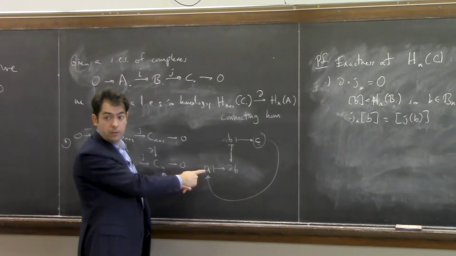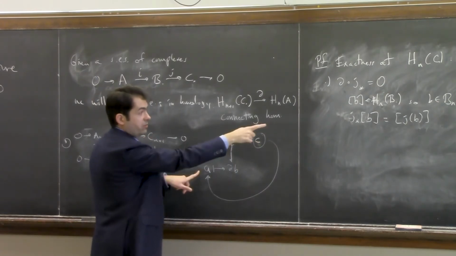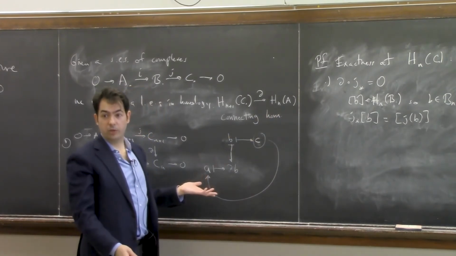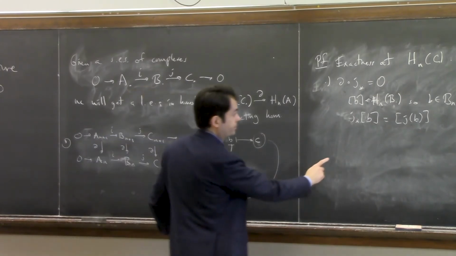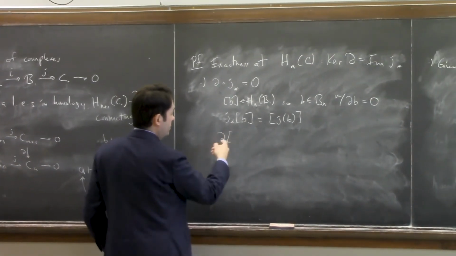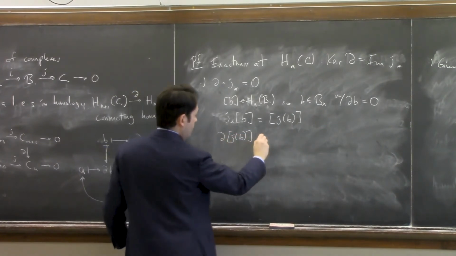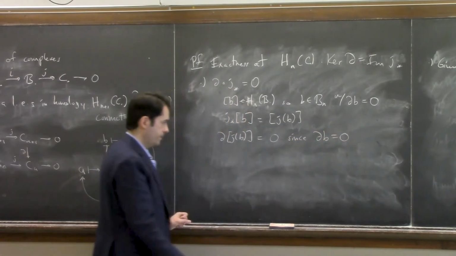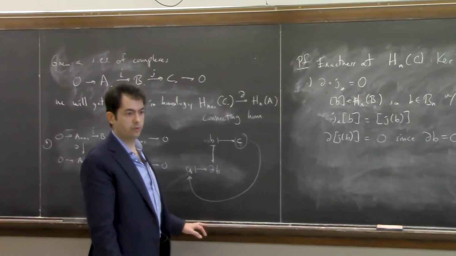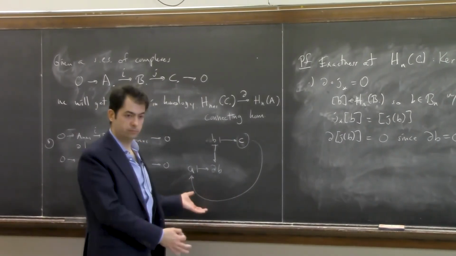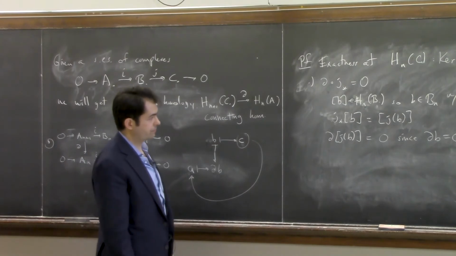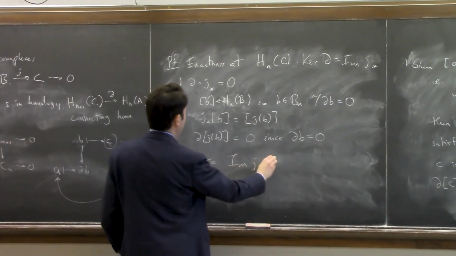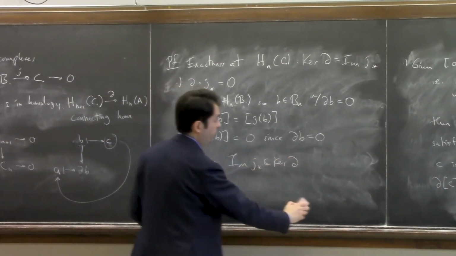So why am I going to get 0? Well, because the first thing you would do is go back here, so that's just B, you can choose B, and then hit it with the boundary. But B is a cycle, so its boundary is 0, right? So the connecting map of J of B is equal to 0 since boundary of B is equal to 0. Right? So it's represented by the cycle 0. So that shows that the image of J star is contained in the kernel of the connecting homomorphism.